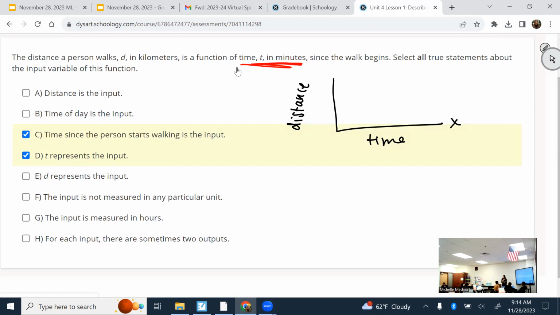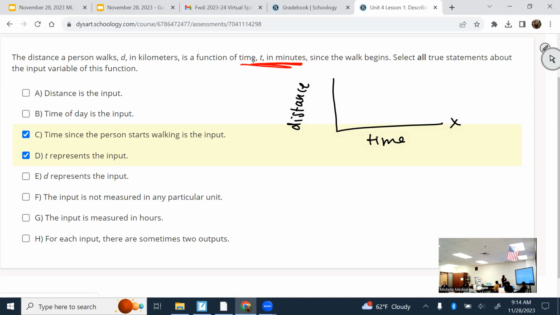Is that true? Don't pick that one because it said time in minutes. The input is measured in hours. Is that true? No, because again, time in minutes. And then for each input, there are sometimes two outputs. Would you agree with that?